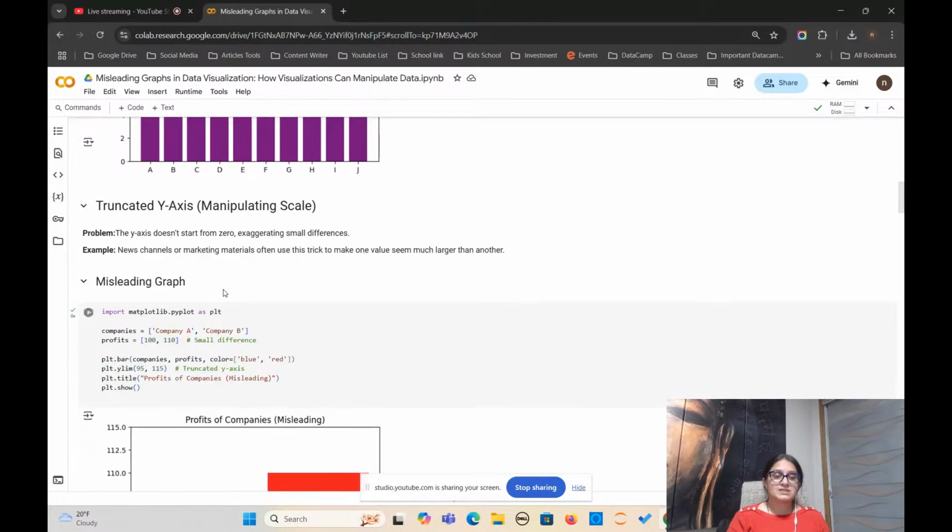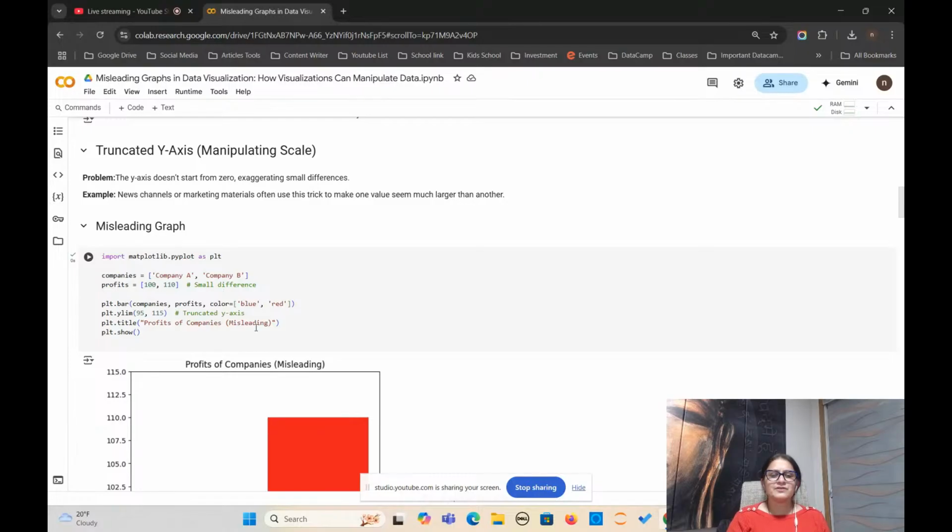Now we will move to the second one. Here we will take another example. Sometimes, like in news channels or marketing materials, they often use a trick to make one value seem much larger than another. How do they do it? They just change the values on the y-axis. By default it should show the proper distribution of the data, but they made changes in this.